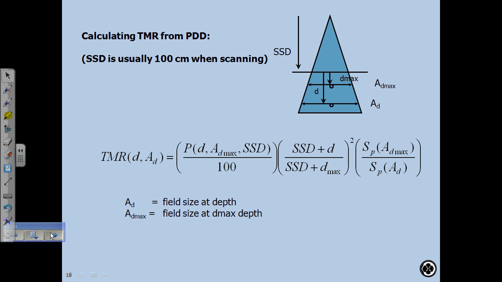And this is how you do it. The derivation of this formula is very simple compared to the formula we did before. So TMR for a particular depth and particular field size at a depth D is equal to the PDD at a depth D for the field size at D max. That's not right. This should be at the surface. This formula is in con somewhere.